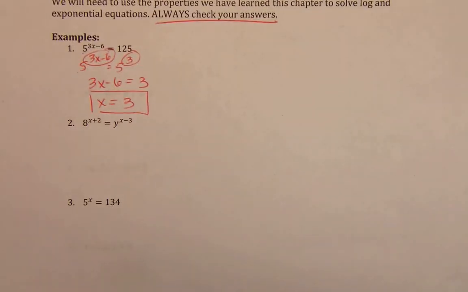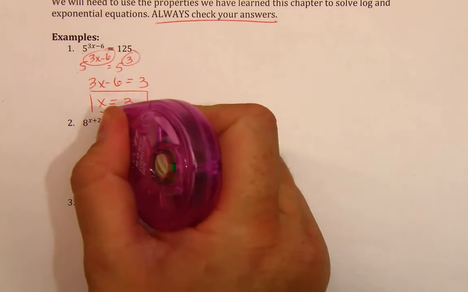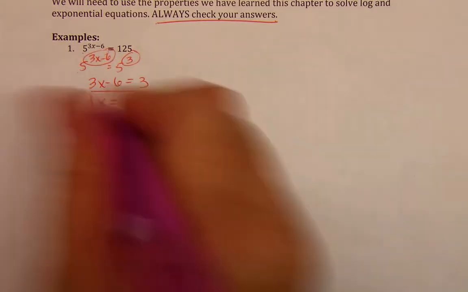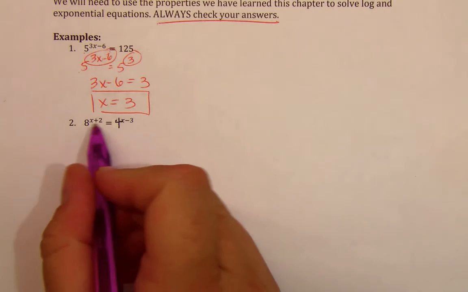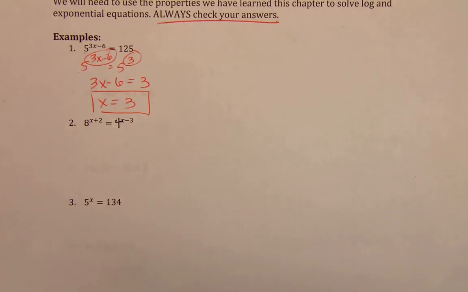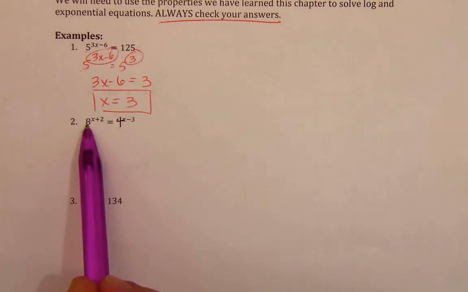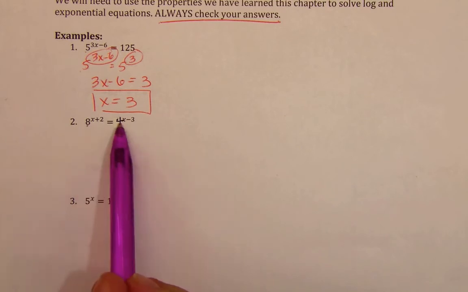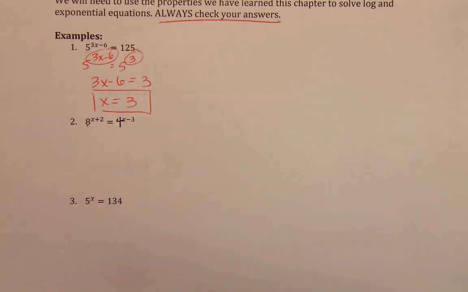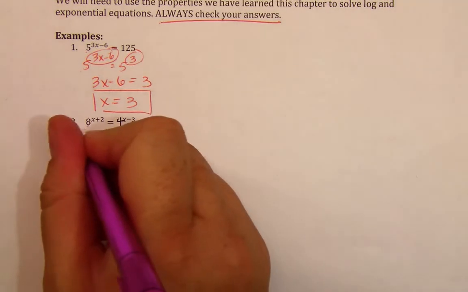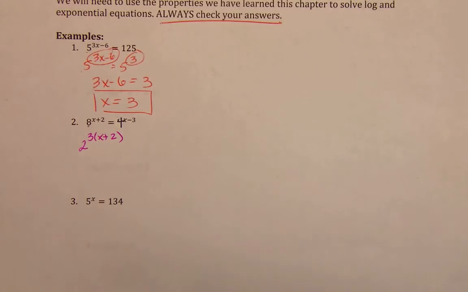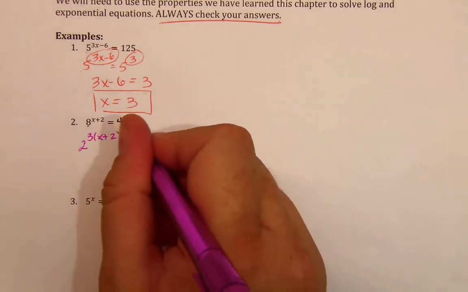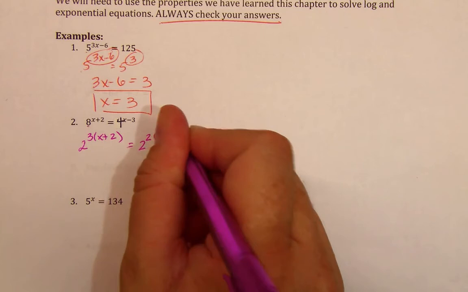Looking at the next one here, I actually need to change this real quick. This should be a 4, not a y. So we have 4 here to the power of x minus 3 and 8 to the power of x plus 2. Now, we can't write this in base 4, so that isn't going to work for us. But both 8 and 4 can be written in base 2. So I can rewrite this as 2 to the third power times x plus 2 equals 2 to the second power times x minus 3.